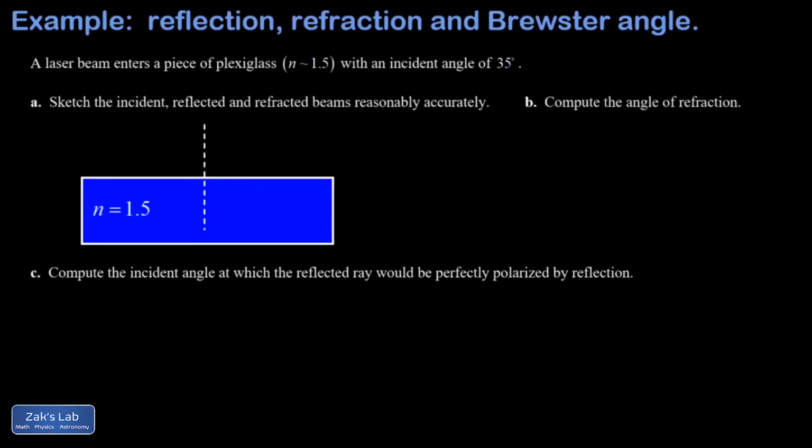This problem is just a quick review of reflection, refraction, and the Brewster angle. The Brewster angle is the special angle that makes it so reflected light is completely polarized. And I'll post a link real quick to the video where we first discussed the Brewster angle.